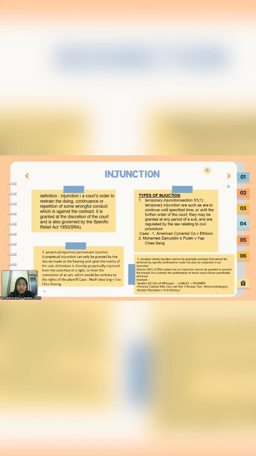The relevant case that we can relate is American Cyanamid Co. v. Ethicon. So, the basic principle in granting an interlocutory injunction requires the court, in such an application, to ask whether there is a serious question to be tried, in the sense that the claim is not frivolous or vexatious, and not whether the plaintiff has made a prima facie case.